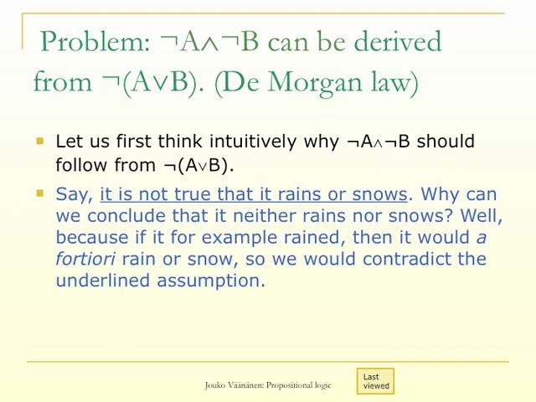Say it is not true that it rains or snows. Why can we conclude that it neither rains nor snows? Well, because if it, for example, rained, then it would a fortiori rain or snow, so we would contradict the made assumption. We try to make this formal.